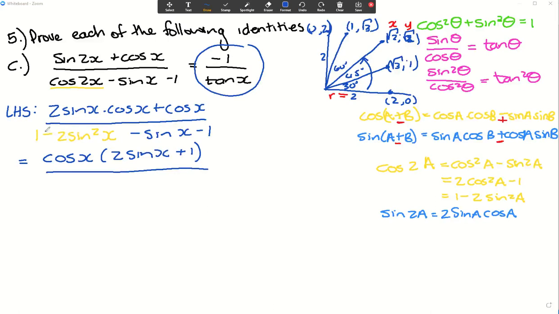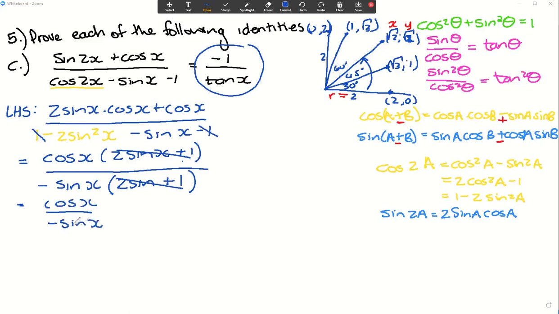I've got a 1 minus a 1. 1 minus 1 leaves me with nothing. Then I've got a minus 2 sin squared x minus sin x. Both of them have sines in them, and you see there's a negative in both of them. I'm going to take a negative sin x out of that bracket, and I'm left with 2 sin x plus 1, which means I have a top term and a bottom term that can be cancelled out, and I'm left with cos x over minus sin x.